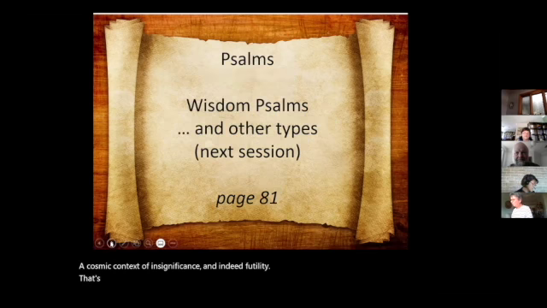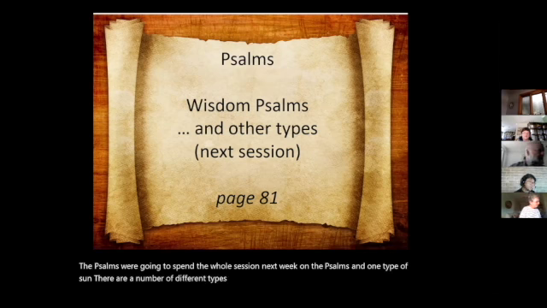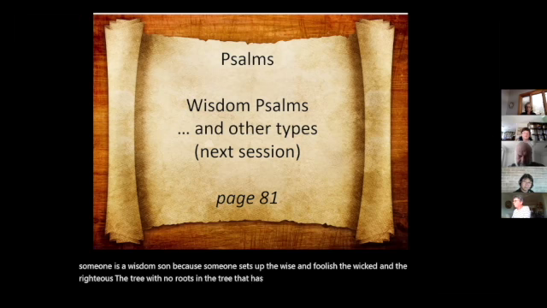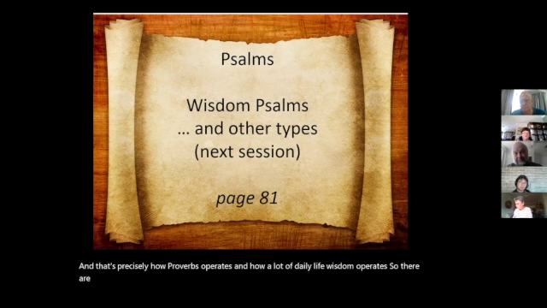That's Ecclesiastes. Right. The Psalms, we're going to spend the whole session next week on the Psalms, and there are a number of different types of psalms. One type of psalm is the wisdom psalm. So Psalm 1 is a wisdom psalm because Psalm 1 sets up the wise and the foolish, the wicked and the righteous, the tree with no roots and the tree that has deep roots. And that's precisely how Proverbs operates and how a lot of daily life wisdom operates. So there are other wisdom psalms in the book of Psalms, but a number of other types. And the Psalms deserve a session all on their own. So that's it for them today. We'll come back to them next week. You can have a look ahead in your book if you wish.